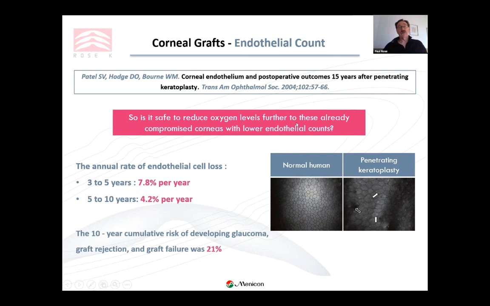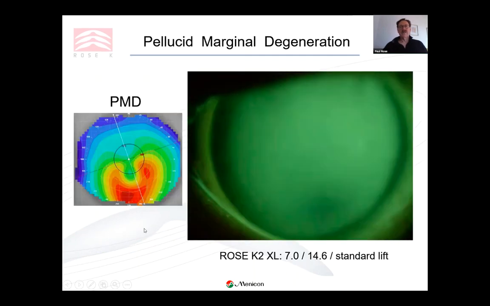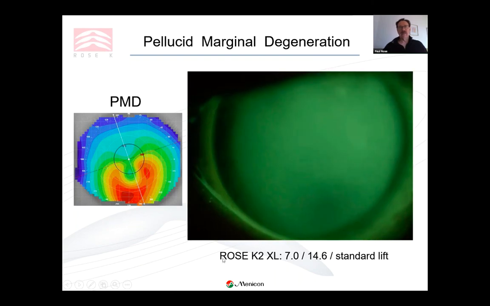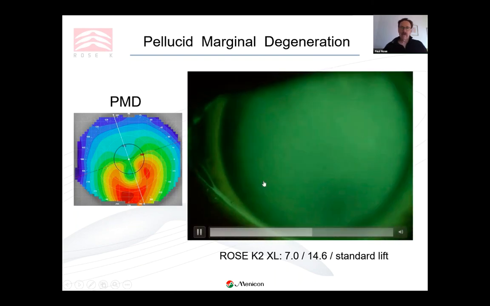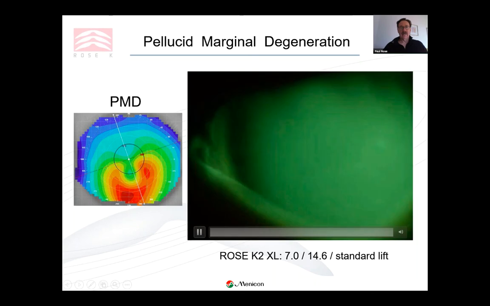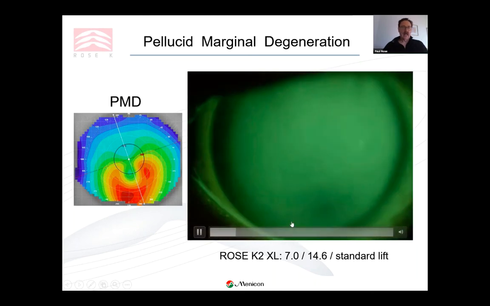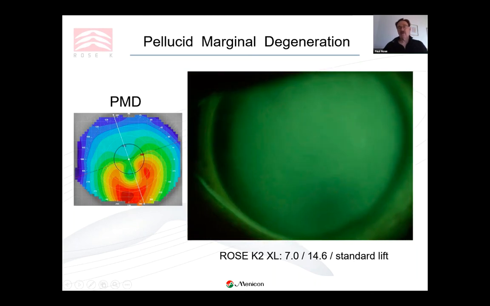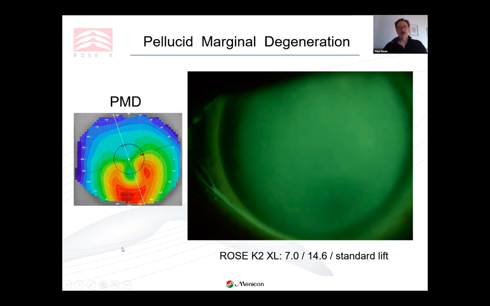So is it safe to reduce oxygen levels further to these already compromised corneas with lower endothelial counts? And pellucid is an absolutely ideal condition for a corneal scleral lens. You get this beautiful pattern that you see here: when the patient blinks, you get a nice circulation of tears behind the lens. Also, in some cases, you have to use what we call ACT, or tuck the bottom of the lens in, which is another option you have with Excel.